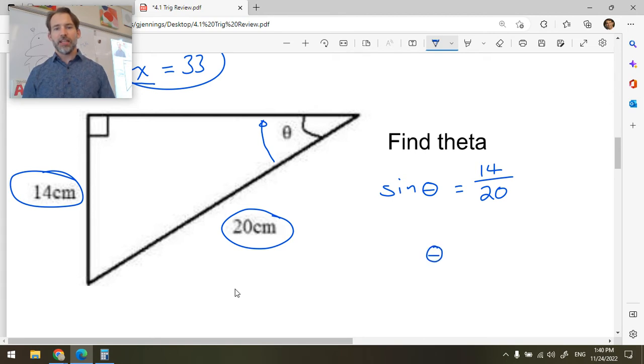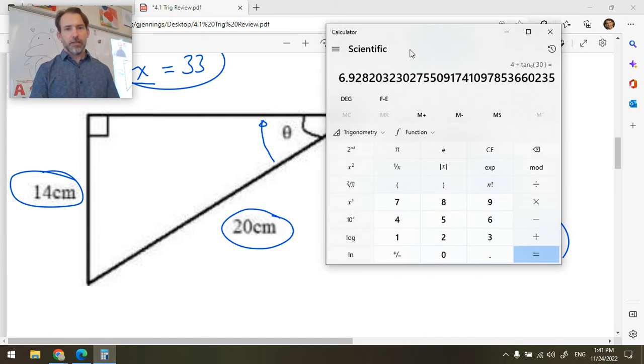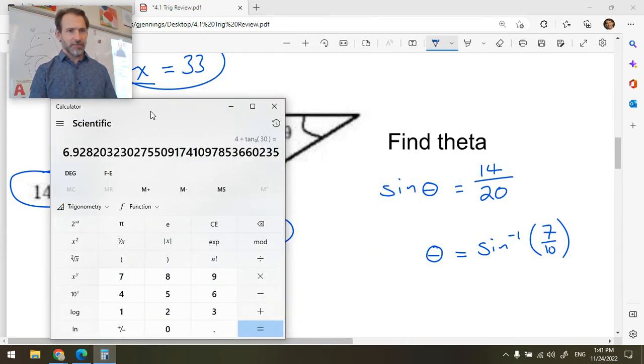That effectively isolates theta. Theta is going to be equal to sine inverse 7 over 10. I could punch 14 over 20, but it's the same thing as 7 over 10, so I'll just punch 7 over 10 to save my fingers. Take out the extra factor of 2. It's still going to work. And so then that's my exact expression for theta.